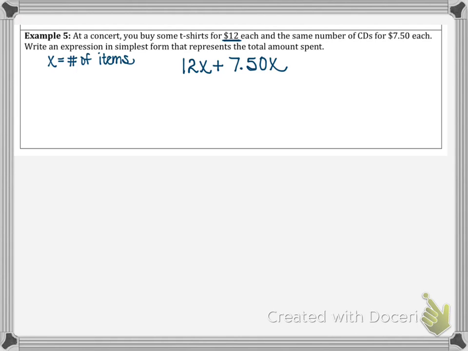Then we've got some like terms we can combine. We can add 12 and 7.50. That gives me 19.50 times x. And that represents the total amount spent.